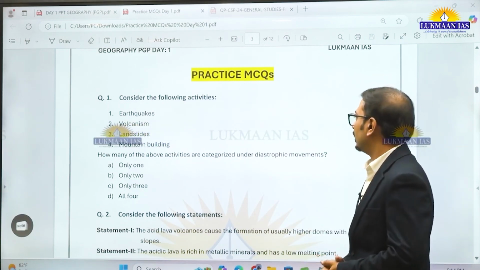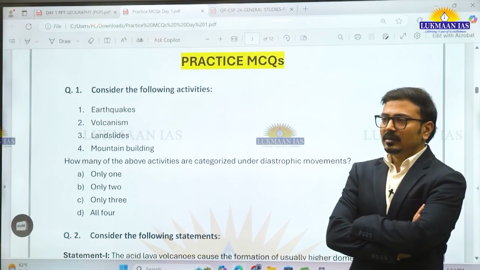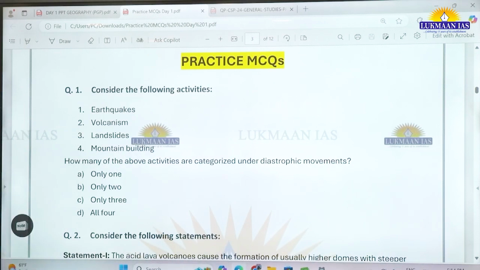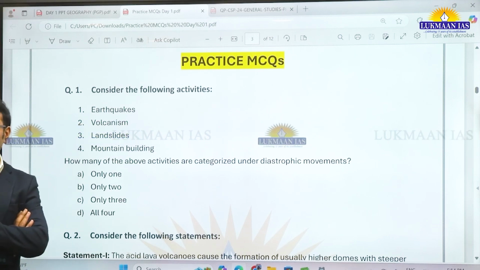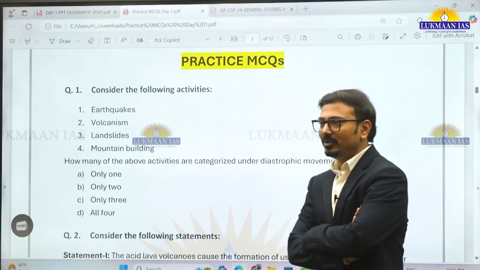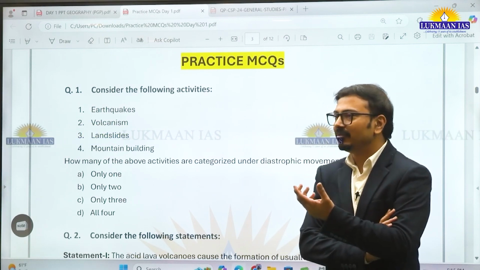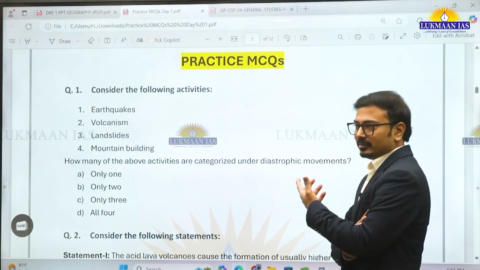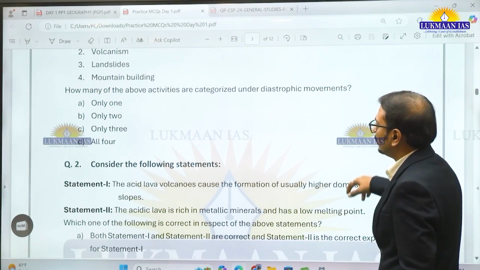Yes, tell me the answer. How many of the above activities are categorized under diastrophic movements? Only one. Yes, it is only one. Landslides are also catastrophic. The movements which are observable through the naked eye, we can see that it is moving, they are catastrophic basically. Other earth movements, like mountain building, are very difficult to observe. So it is only one. Diastrophic is mountain building, we can say that. Yes, only one. A is the correct answer.